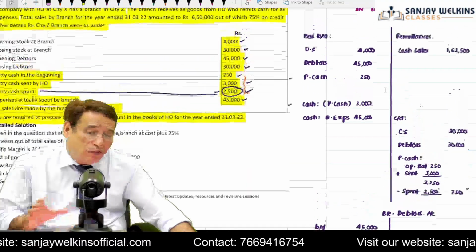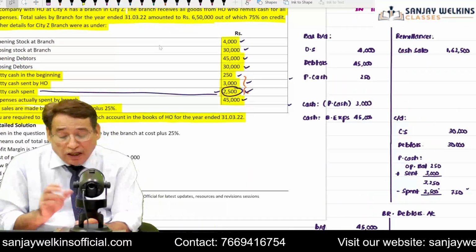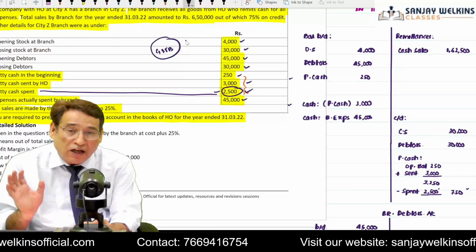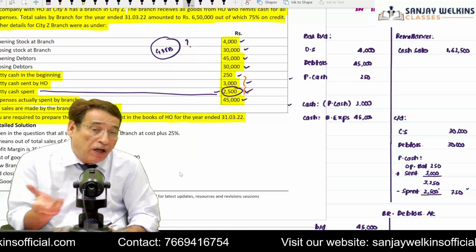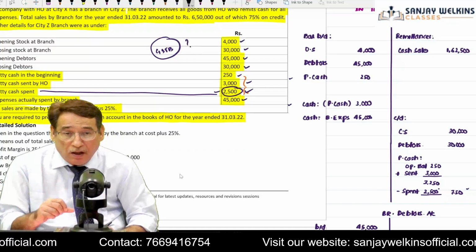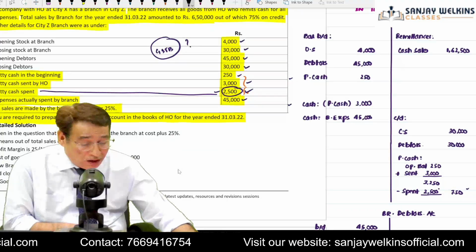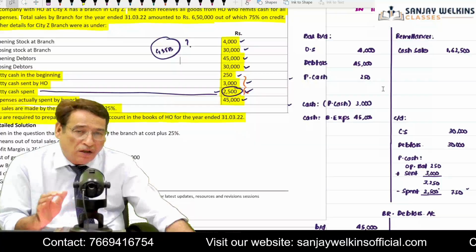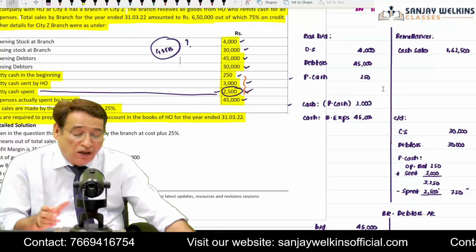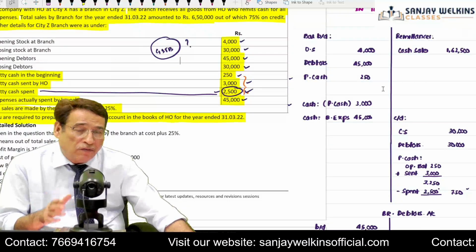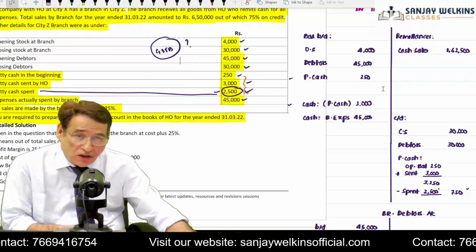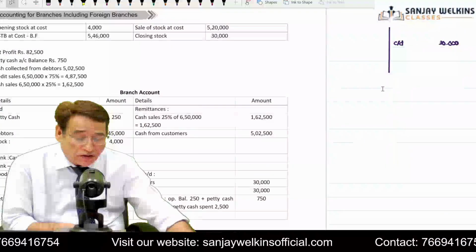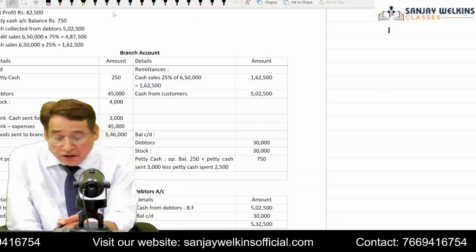Now, you must have noticed that in this particular question, we are not being given goods sent to branch account. We have gone through the entire question, but goods sent to branch is not given. Correct? So, in order to determine the cost of the goods which we have sent, because generally head office sends goods to the branch at cost price only. So, what is the cost price of the goods which we must have sent to branch in the current year? We have to extract it out. And in order to extract it out, kindly pay attention here.